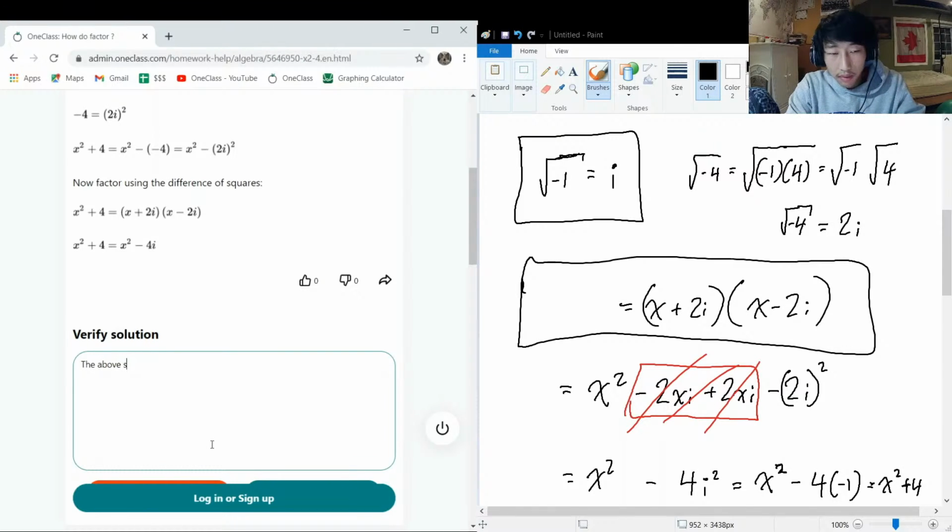The above solution is good. The last line is missing a square on the i term.